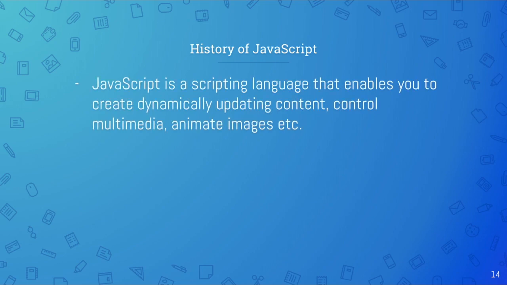JavaScript is a scripting language that enables you to create dynamically updating content and control multimedia and animate images, etc. So you know that HTML basically provides you static content. CSS is something that allows you to decide how your content would look on the browser, and JavaScript is something that controls the behavior of your website. For example, if you click on a button, what should happen next?